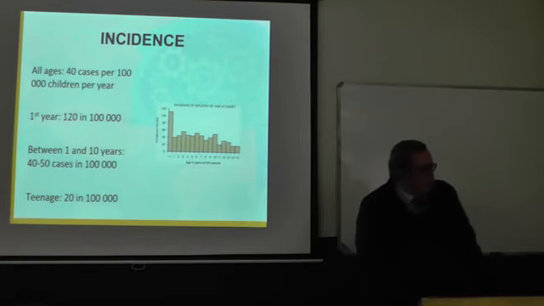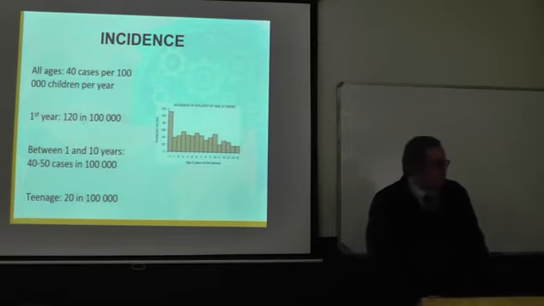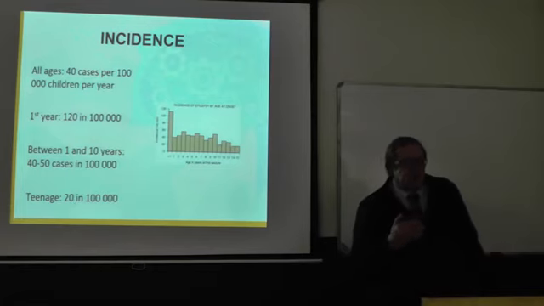So you can see in the first year, the incidence will be maybe 120 in 100,000, whereas in the teenage years, it is 20. What it means is that you can be carefully optimistic if parents ask you, will my child outgrow it? Except if it's an epileptic syndrome with a known poor prognosis. Then you really need to be careful. So, in general, children will outgrow epilepsy.